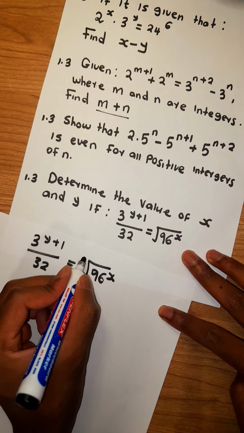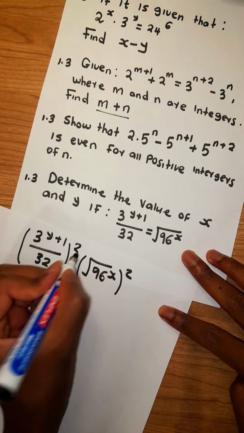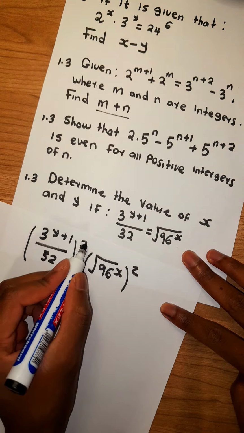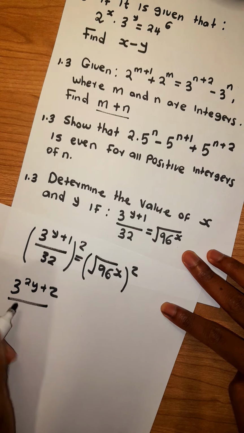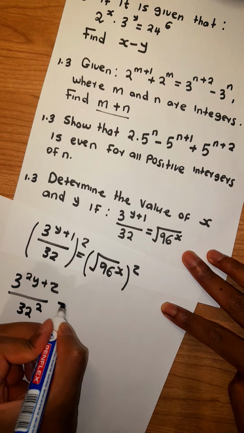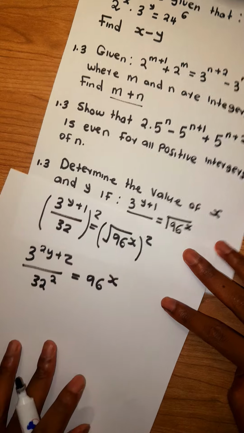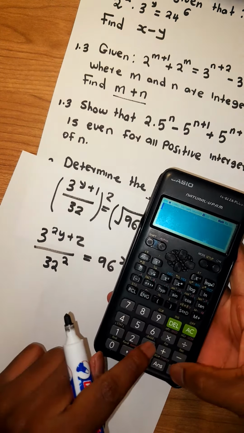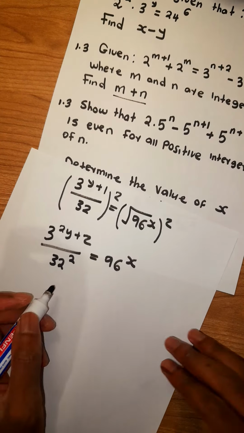The moment you see a square root, the first thing that you need to do is to square both sides, right? So if you square this side, you'll be left with 3, and because of these two, we're going to have 2y plus 2 divided by 3 to the power 2, and then it is going to be squared. That actually equals 96 to the power x, right? So what are we also going to have here? Let's change this one, 36. So 36 equals, shift fact, something else. So let's look at it.